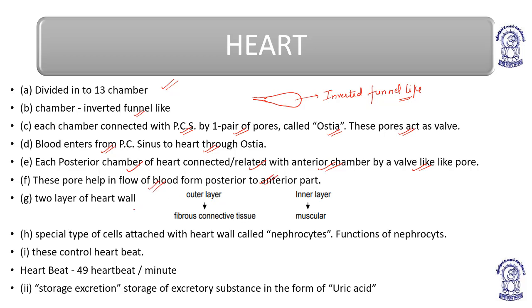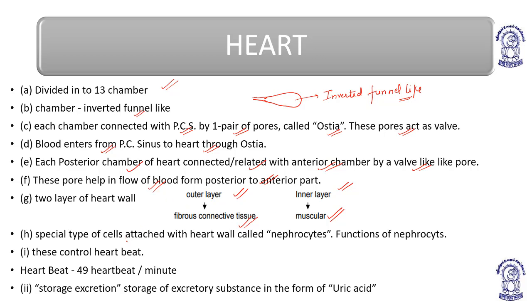The heart wall has two layers, the outer layer and the inner layer. The outer layer is made up of fibrous connective tissue and the inner layer is the muscular part.